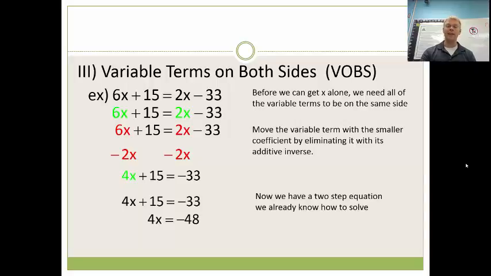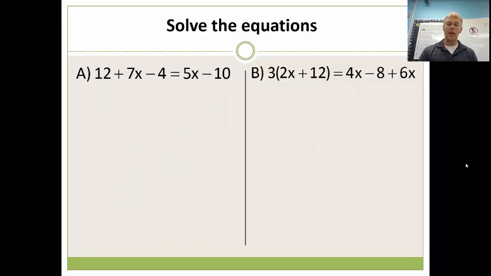We need to cancel the constant by subtracting 15 and then eliminate the coefficient by dividing by 4. So we've just gone through a problem with an example of each of these different pieces of complexity that we're adding to our equations separately. Let's look at some equations where we've kind of combined those.